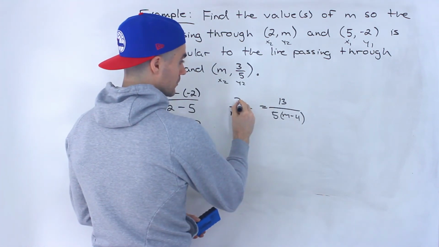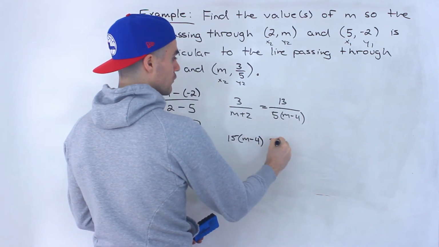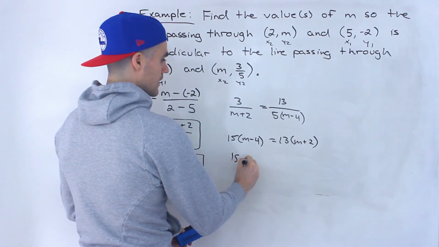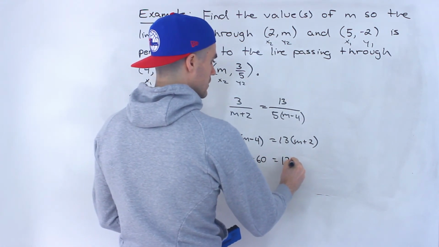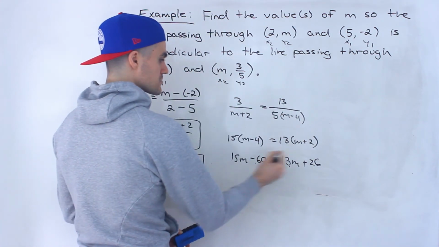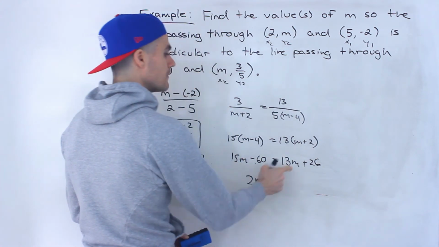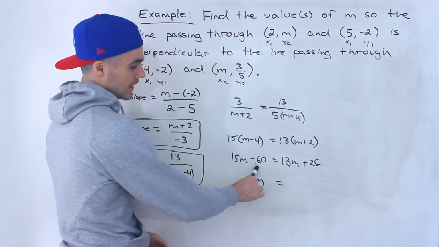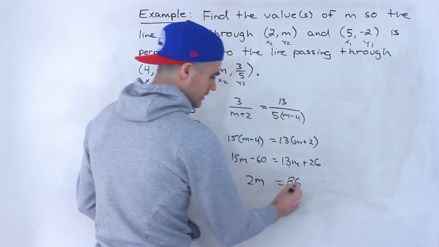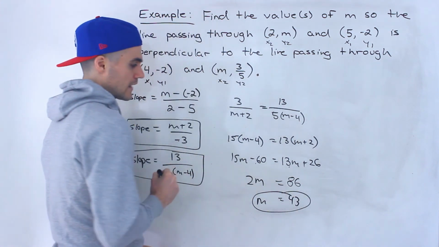So the way we could do that, we could cross multiply. This times this would be 15 bracket m minus 4, right? We would multiply the 3 and the 5, and then we'd have 13 bracket m plus 2, like that. And now it's just a matter of simplifying, expanding. Let's bring the 13m over. Let's bring the 60 over. So we would have 2m, since 15m minus 13m is 2m. And then the negative 60 we could bring over. Positive 60 plus 26 would give us 86. Then we could divide both sides by 2. M would be 43. So that ends up being the final answer.